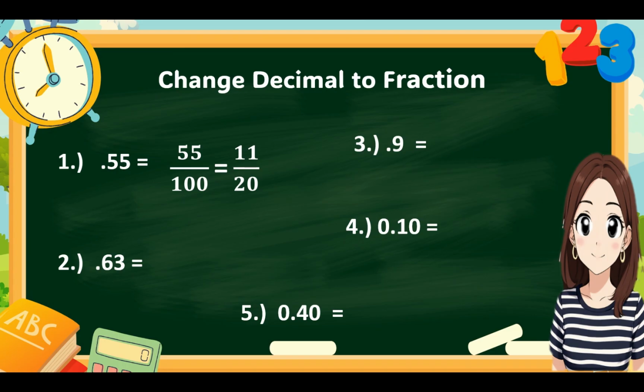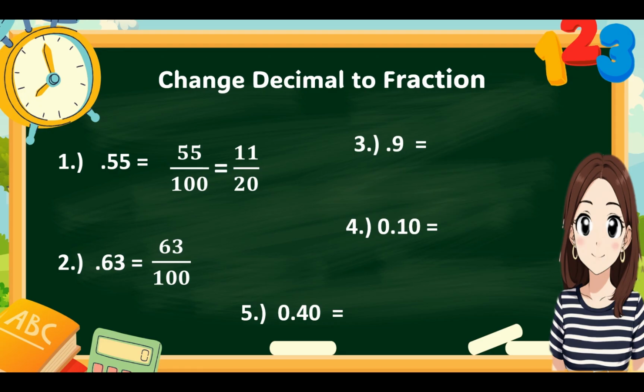In this case, 55 over 100 can be divided by 5, and it's the largest number that can divide both numbers. So 55 divided by 5 is equal to 11. 100 divided by 5 is equal to 20. So the final answer or the lowest term is 11 over 20. For number 2, 63 hundredths, we'll also have 100 as our denominator. 63 over 100. There is no number that can divide both 63 and 100, so this is now the final answer or our lowest term.